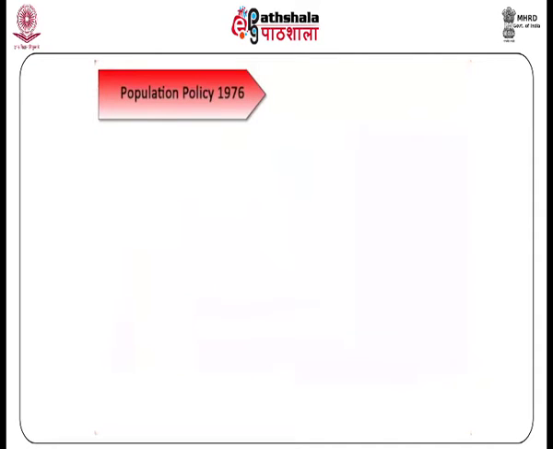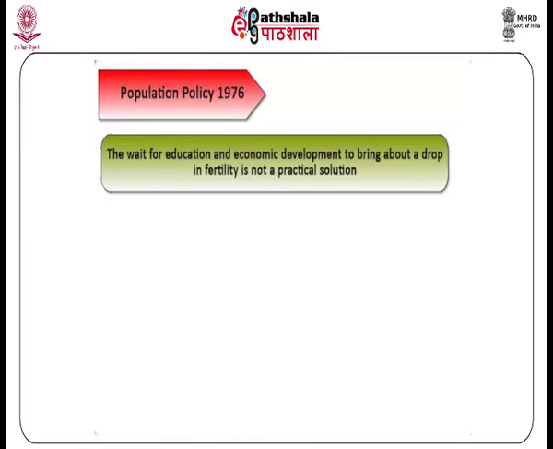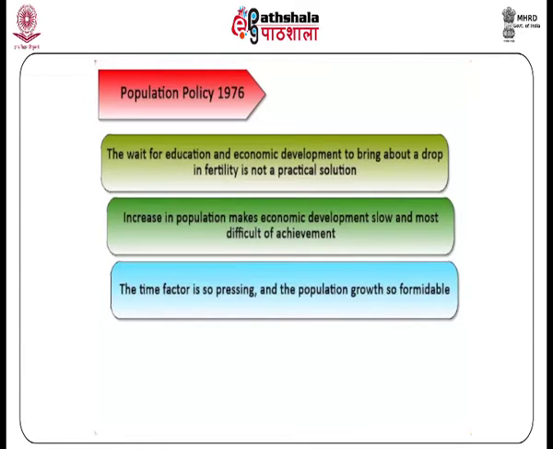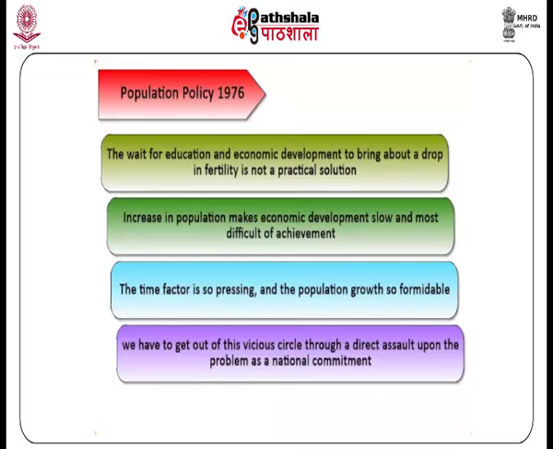The population policy of 1976 declared that waiting for education and economic development to bring about a drop in fertility is not a practical solution. The very increase in population makes economic development slow and most difficult to achieve. The time factor is so pressing and the population growth so formidable that we have to get out of this vicious circle through a direct assault upon the problem as a national commitment.